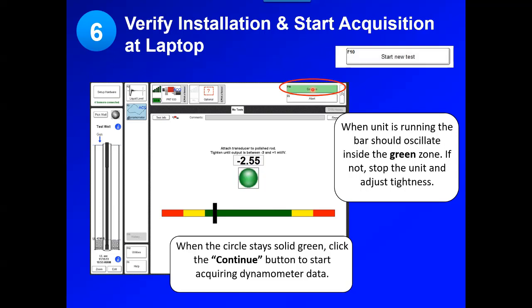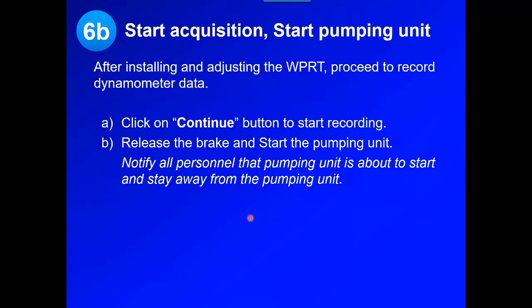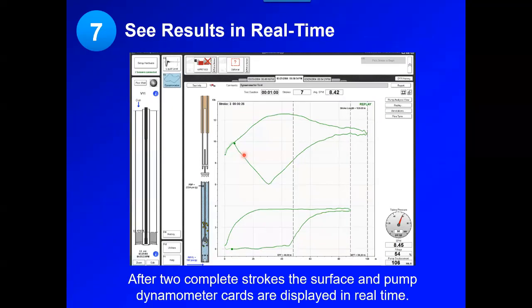Go over, install the polish rod transducer on the polish rod, and then if you click Start New Test up at the top right of the screen, this gauge will pop up and allow you to install it to the appropriate tightness, and then you can click Continue to start the test. So Continue starts the recording. We're going to release the brake and start the pumping unit, and then we're going to be able to generate real-time dyno cards at the time of the acquisition.